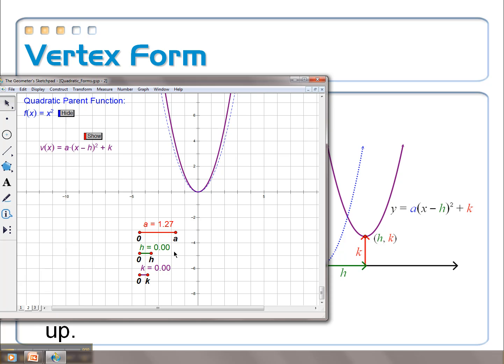Okay, now let me move the h. You can notice that it just moves the parabola left and right. Move the k. When I do, it moves it up and down. So let me put it, say, right about there. Notice my h is at 3, my k is at -2. If I look at that, (3, -2) is exactly where the vertex is, which is why this is called the vertex form. The h and the k give us the vertex.